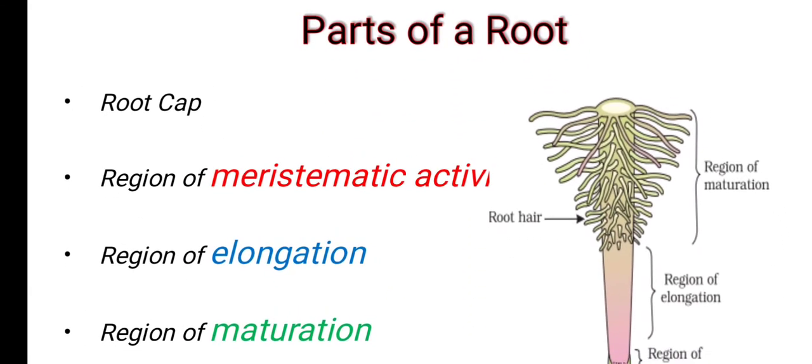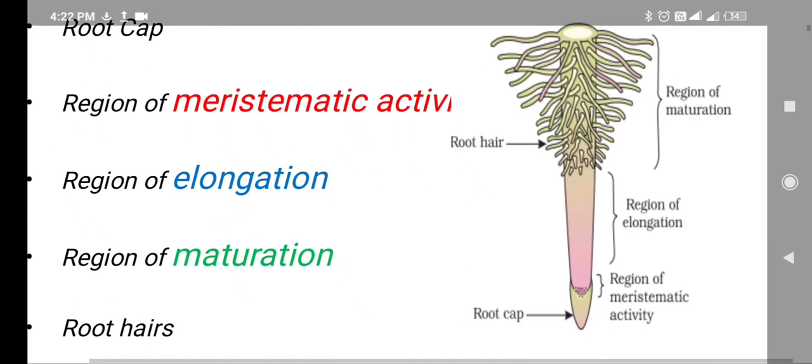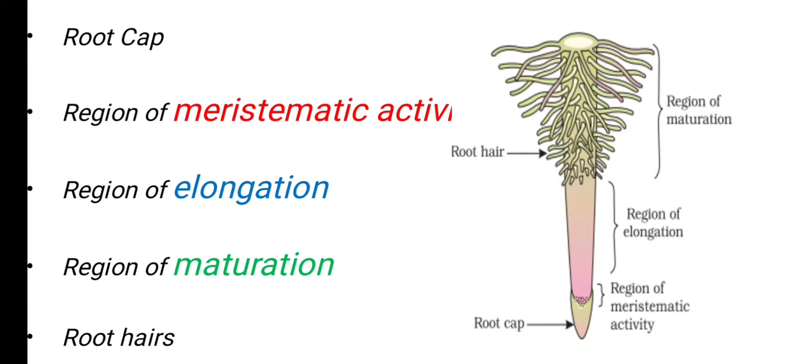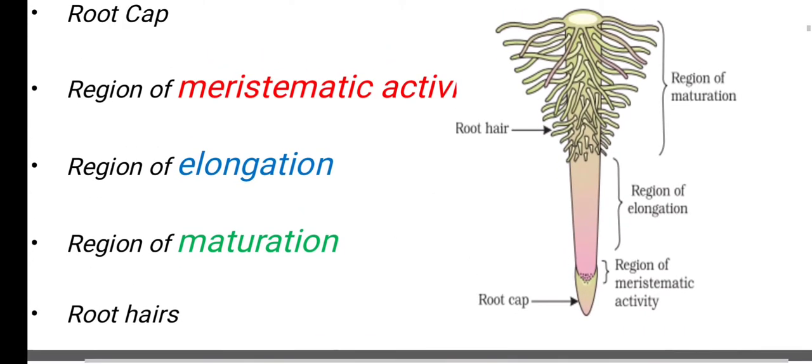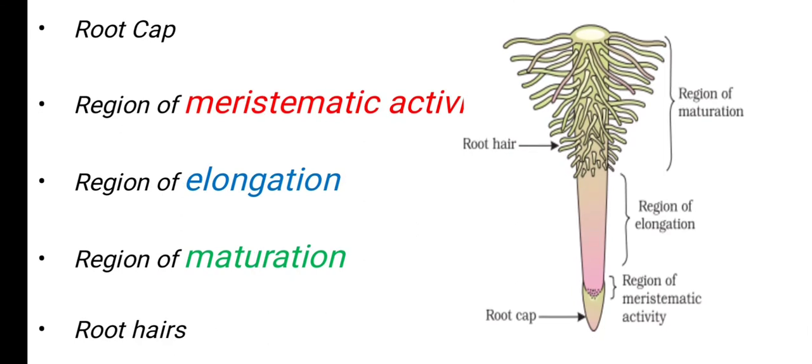Next one is parts of a root. Look carefully at the diagram which is given aside the sentences. It has been divided into four parts. From the bottom, we come across the root cap. Then comes the region of meristematic activity. Then comes the region of elongation. Then we find root hairs all around the root. Then we see the region of maturation. So these are the parts which are present in a root. Root cap, region of meristematic activity, region of elongation, then comes the region of maturation, then root hairs.